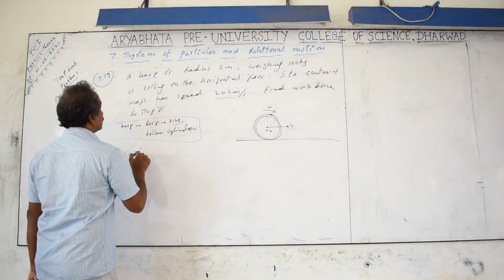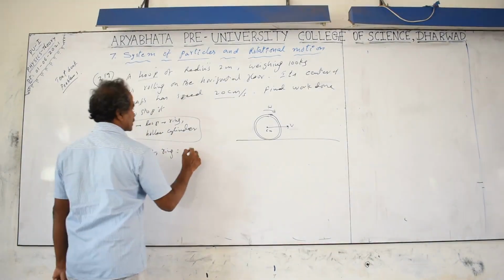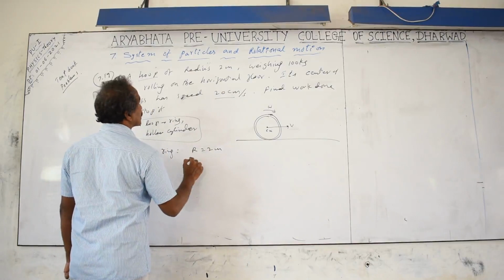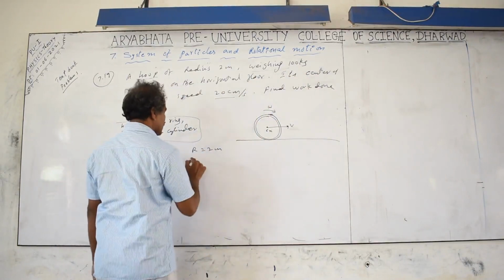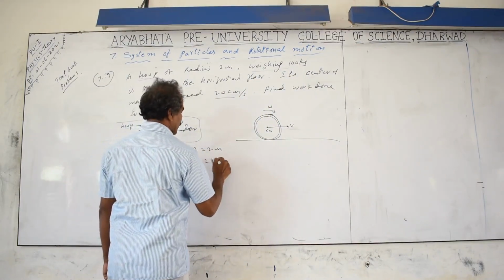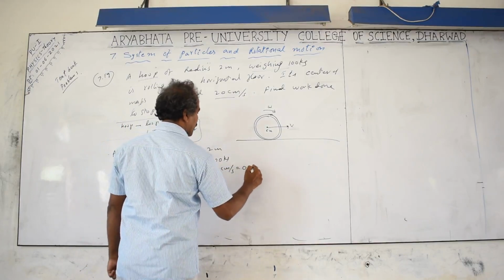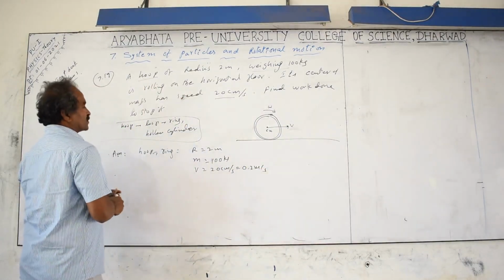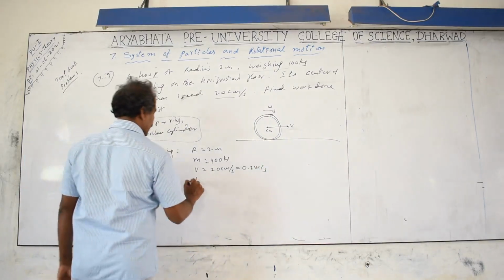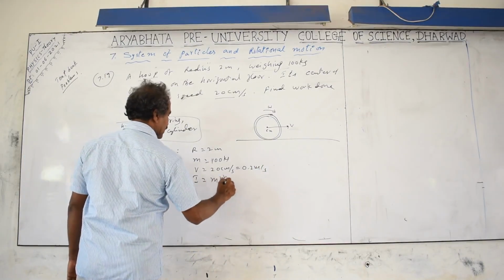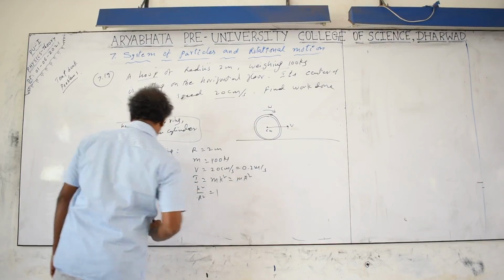It is a hoop or ring, radius is 2 meters, and mass is weighing 100 kg. Sometimes if they give newtons, that is supposed to be the weight mg, but here only kgs are given, so it is mass. Velocity v equals 20 centimeter per second, which is 0.2 meters per second. Find the work done to stop it. You have to find the kinetic energy, and it is a ring. For a ring, moment of inertia I equals m k square equals m r square. M cancels, therefore k square by r square is equal to 1.